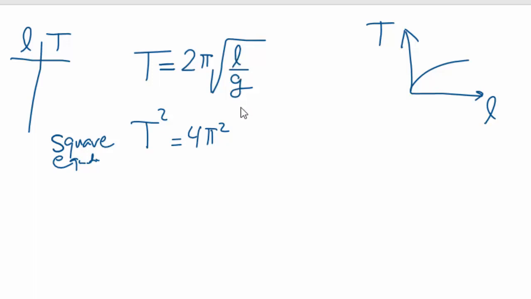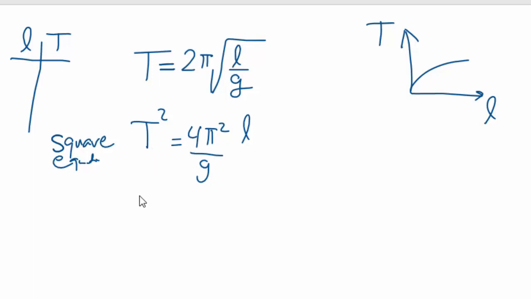So the square of the square root of L is L, which is the length. And the square of the square root of g is g. And I'm going to place g here. It's the same thing, L over g. 4 pi squared L is the numerator and g is the denominator. Now, is this an equation of a straight line?